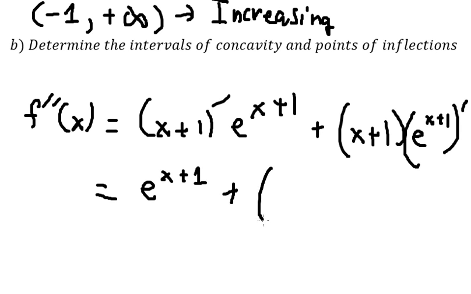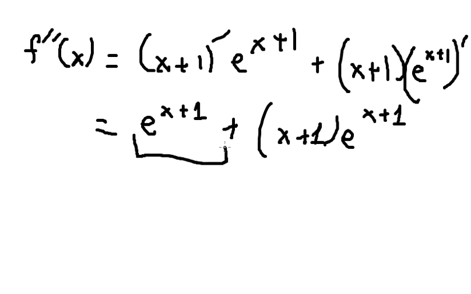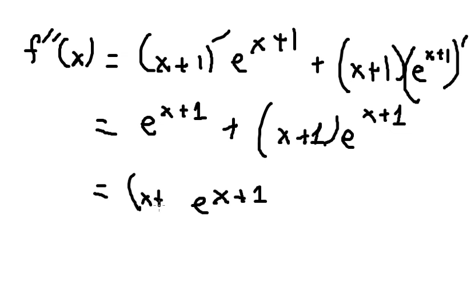This one you get e to the power of x plus 1. Now we can do factorization by e to the power of x plus 1. So we have x plus 1, and this one we have number 1, so we have x plus 2.